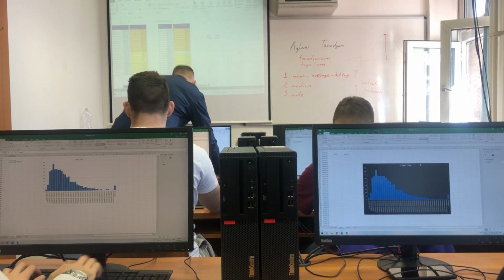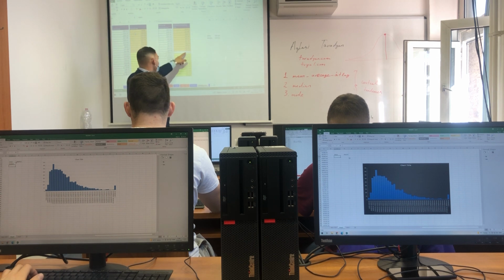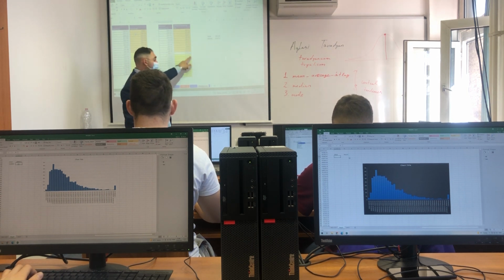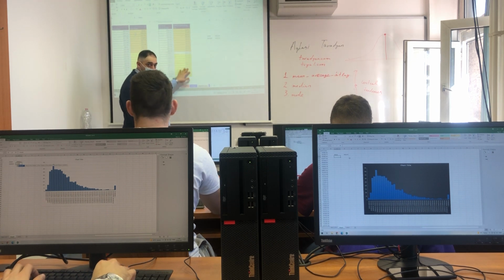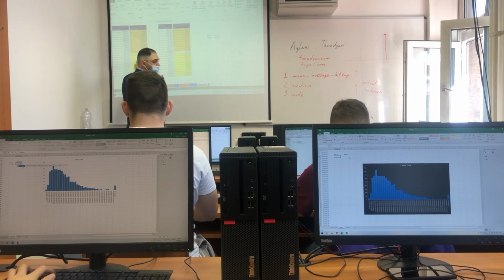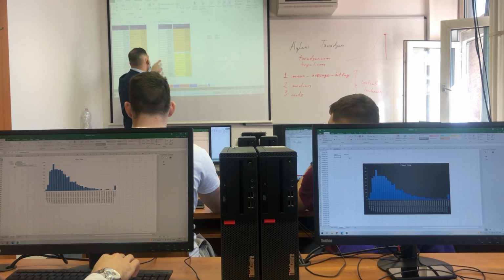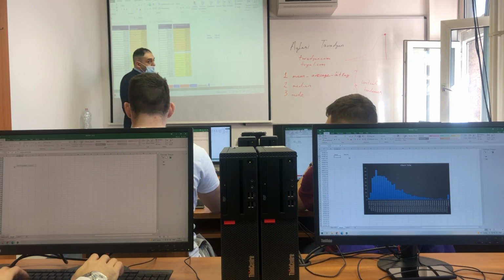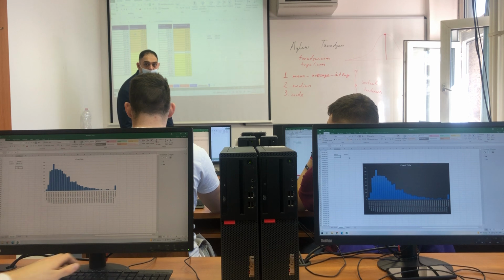By the way, I didn't say that if we have an odd number of cases, it chooses the middle number. But if we have an even number of cases, it will choose the simple average of these two cases. So it will sum up those two cases, divide by 2, and that will be the median. Okay?